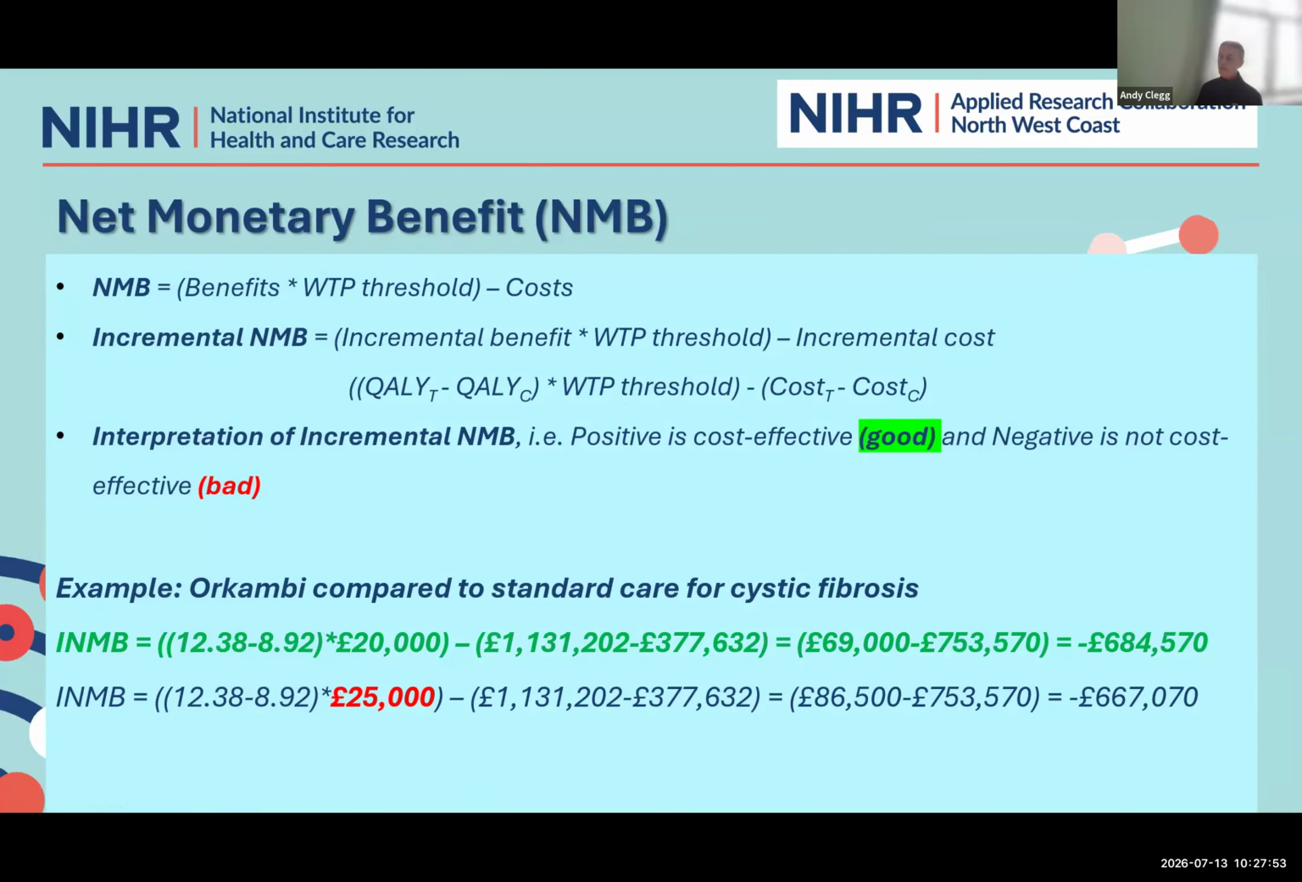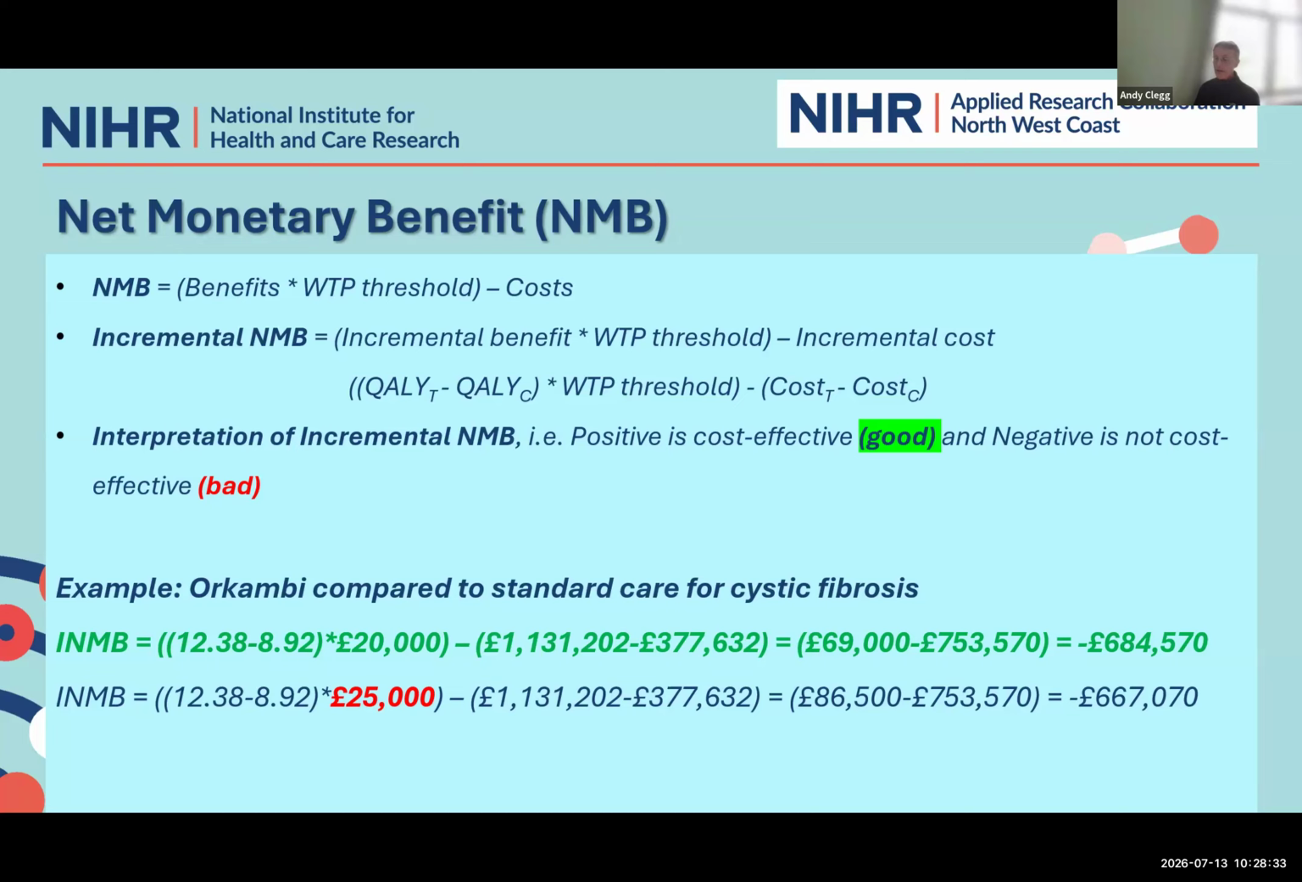So another outcome that's used is the net monetary benefit, which is basically the incremental benefit. This is where we bring in the threshold into the calculation to try and overcome those problems. So it's the incremental benefit, and you multiply it by the willingness to pay threshold and take away the incremental cost associated with it. As you can see from the formula below, when you interpret it, a positive cost effectiveness is seen as being good. An incremental benefit that's positive is good, and a negative is bad.